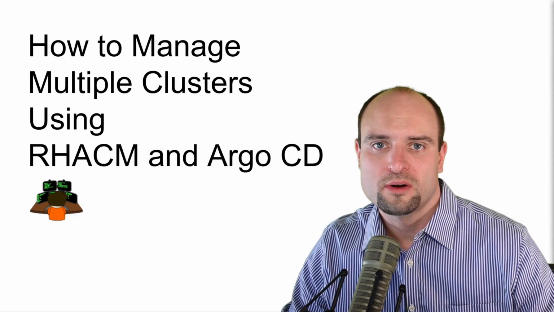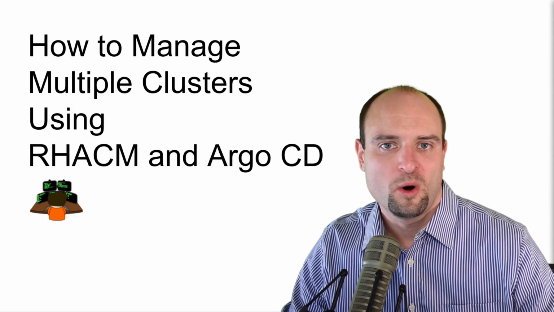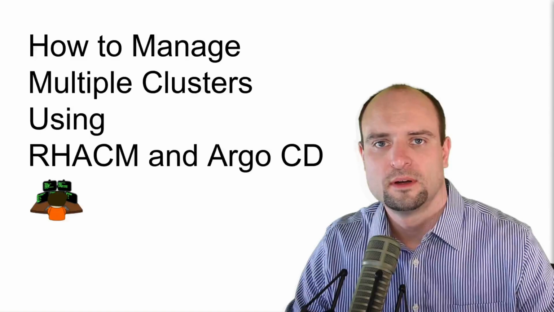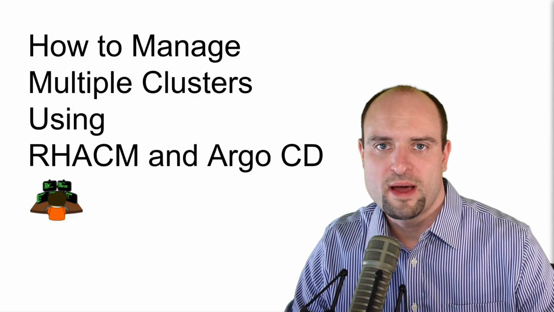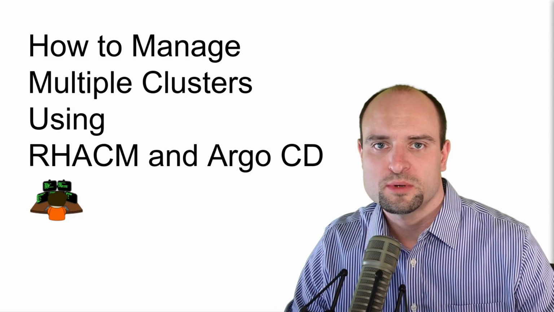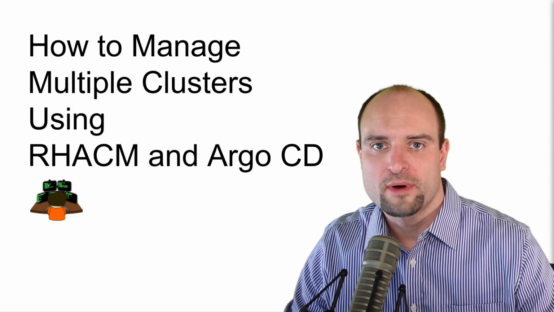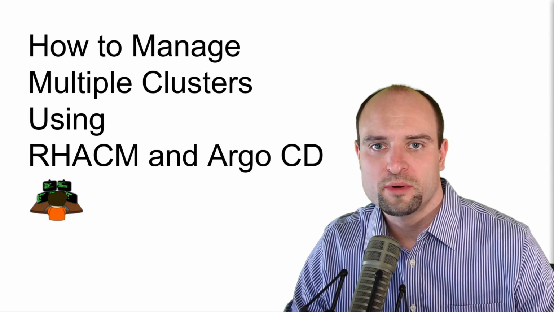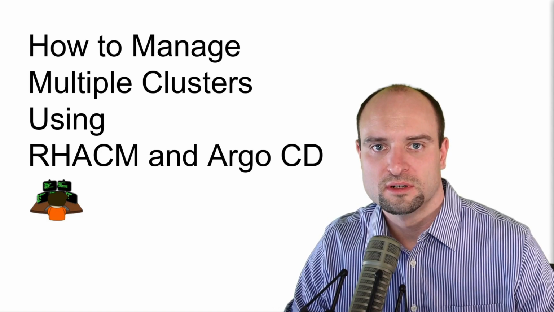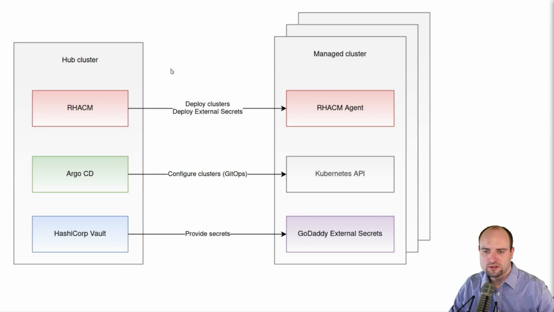Recently, I was working on a project for managing multiple clusters. The goal of the project was to manage both OpenShift and Kubernetes clusters. Although this can be accomplished in many different ways, the tools chosen for this project were Red Hat RHACM and Argo CD. This video will show you the core ideas of the solution. Let's discuss the big picture first.